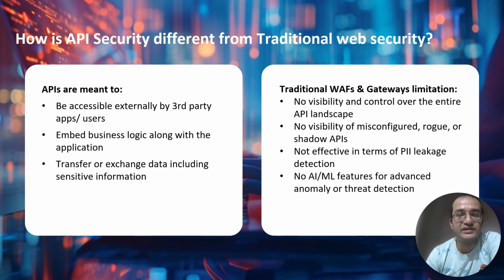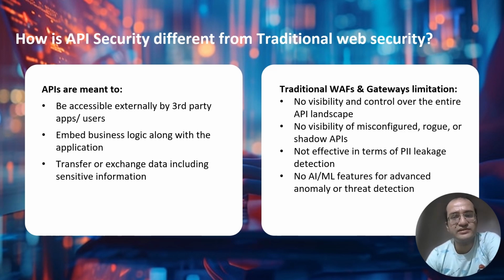4. Rate limiting or resource management. APIs need to implement controls like rate limiting and resource management measures to prevent their abuse and also to ensure the availability and resiliency of backend services.